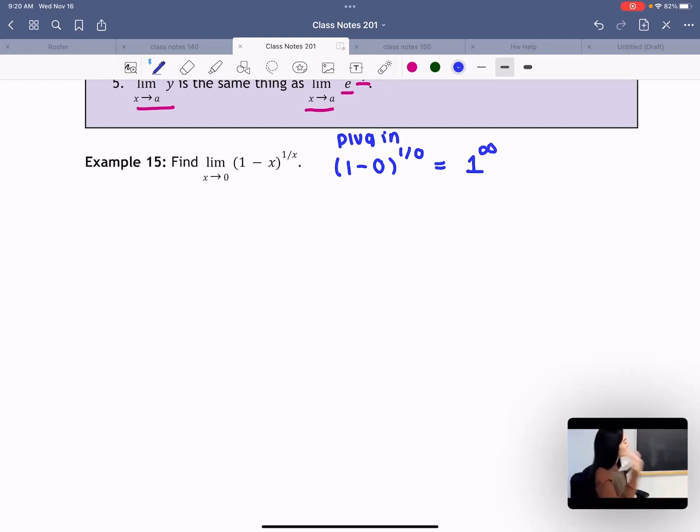I know it's very tempting to be like, this is definitely 1. I will tell you the answer is 1 over e. Okay, so it's not 1. Okay, so this is an indeterminate form.